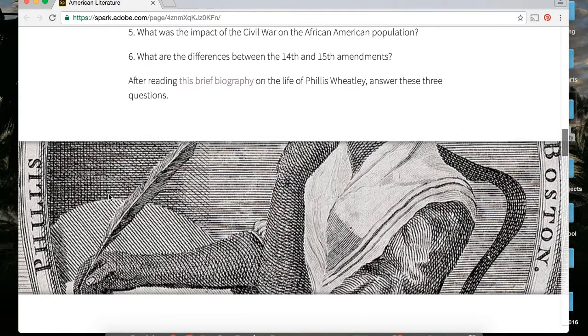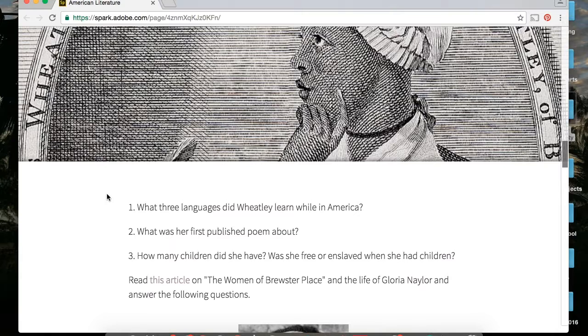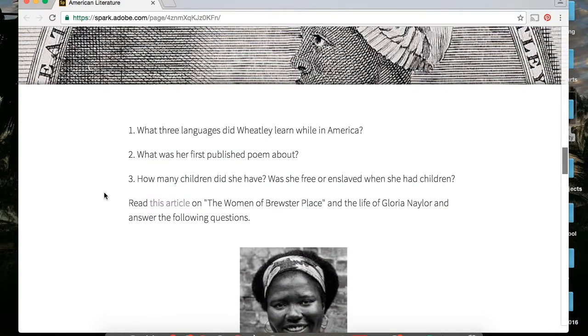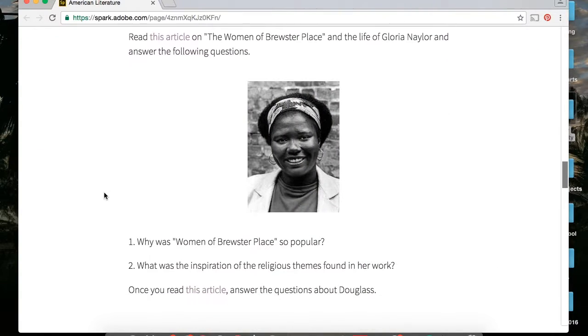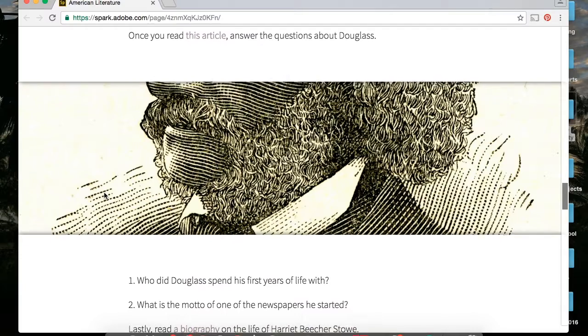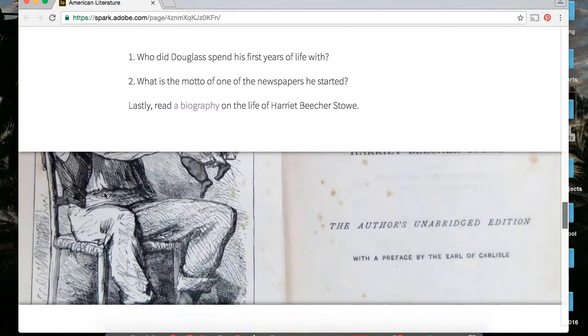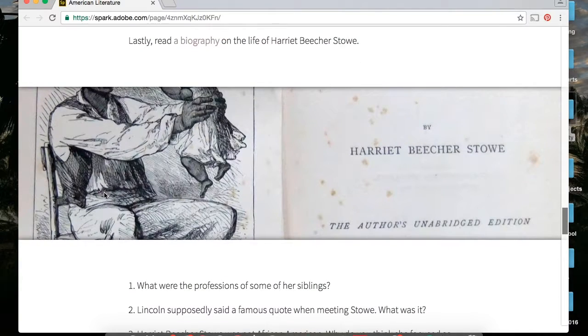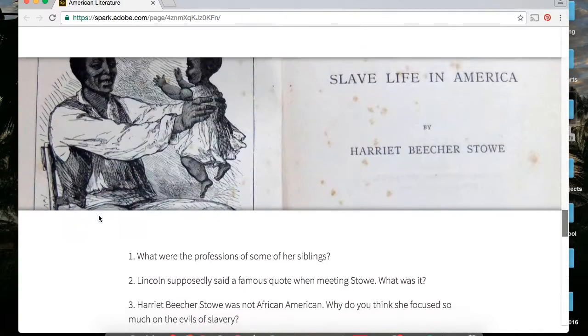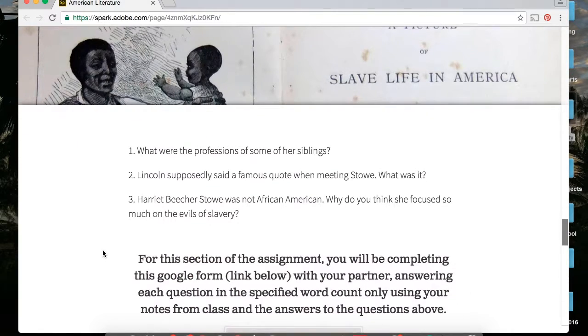Next, they have a brief biography on the life of Phyllis Wheatley and 3 questions to answer about her. Next is an article on The Women of Brewster Place and the life of Gloria Naylor, and 2 questions. And then a biography on Frederick Douglass, with 2 questions. These are all brief articles that the children can read quickly. Then we have a biography on the life of Harriet Beecher Stowe and 3 questions to go along with that.